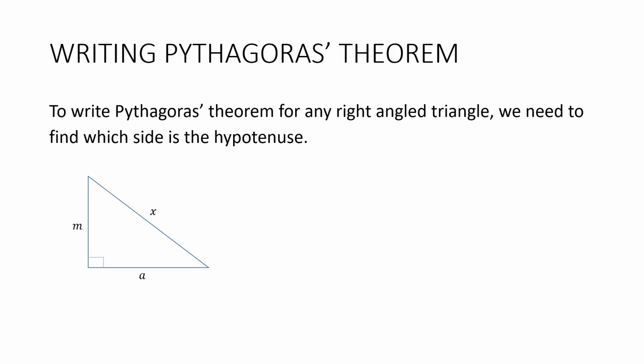So let's write Pythagoras' theorem for this right-angled triangle. All we have to do is find out which side is the hypotenuse. Do you remember which one it is? It's opposite the right angle. So we're going to write the square of the hypotenuse, that's x squared, is equal to the sum of the squares of the two shorter sides. So x squared is equal to m squared plus a squared. But it doesn't matter which order these go in, okay, because we're adding them. So we could write x squared is equal to a squared plus m squared.